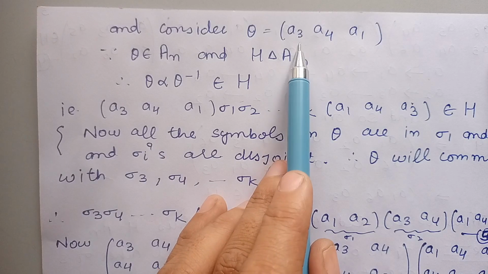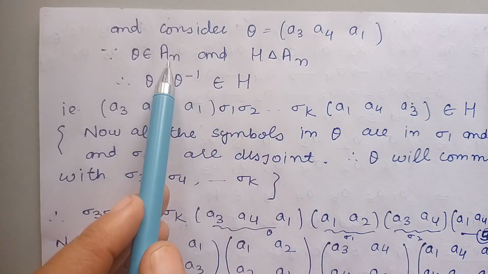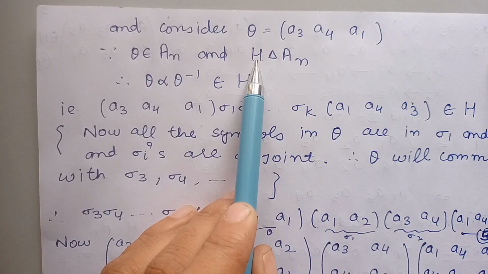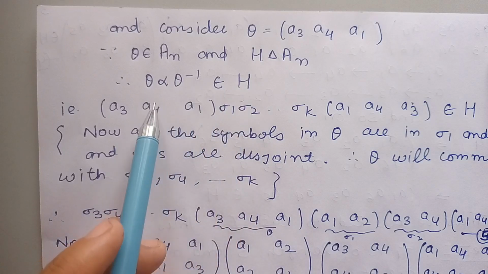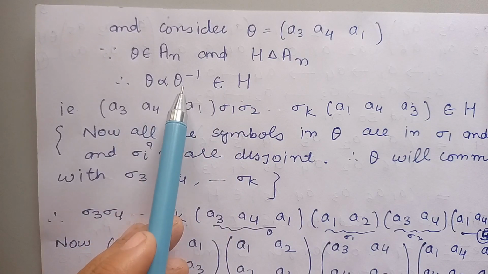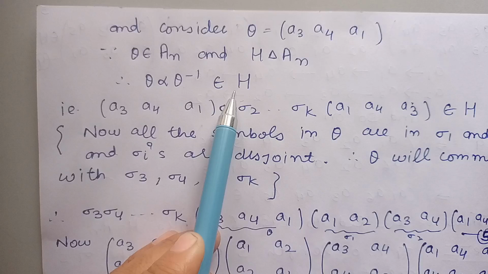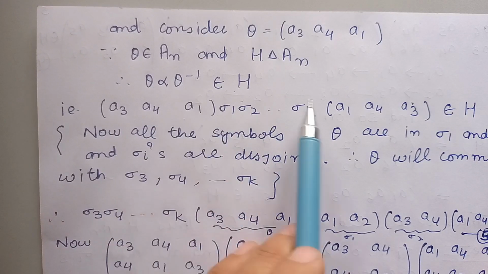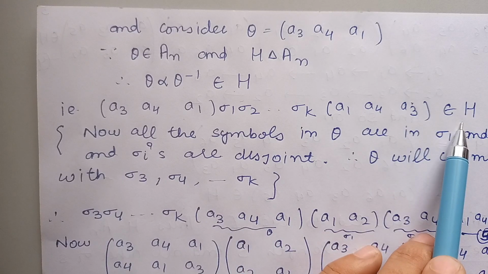Now because theta is an even permutation, it belongs to An, and H is a normal subgroup of An. So by definition of normal subgroup, the product of theta, alpha and theta inverse will belong to H. Now substituting the values of theta, alpha and theta inverse, this product belongs to H.